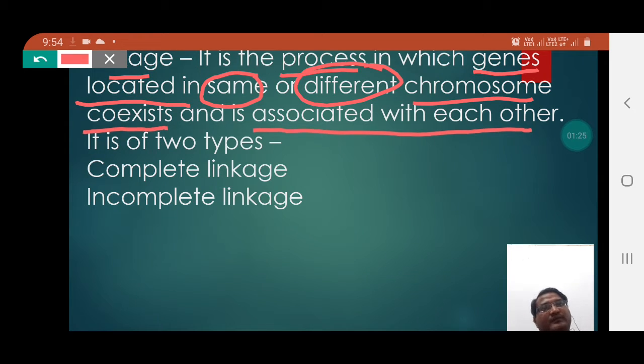It is of two types, complete linkage and incomplete linkage. Complete linkage is the linkage where the genes are located quite close to each other, and incomplete linkage is the type of linkage in which the genes are located quite distant from each other.